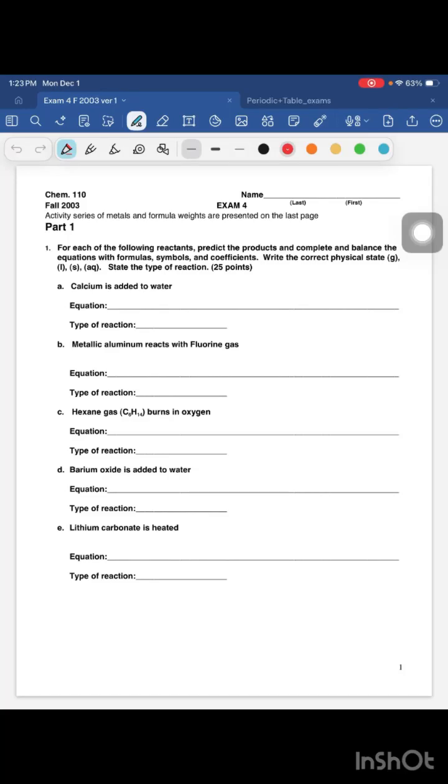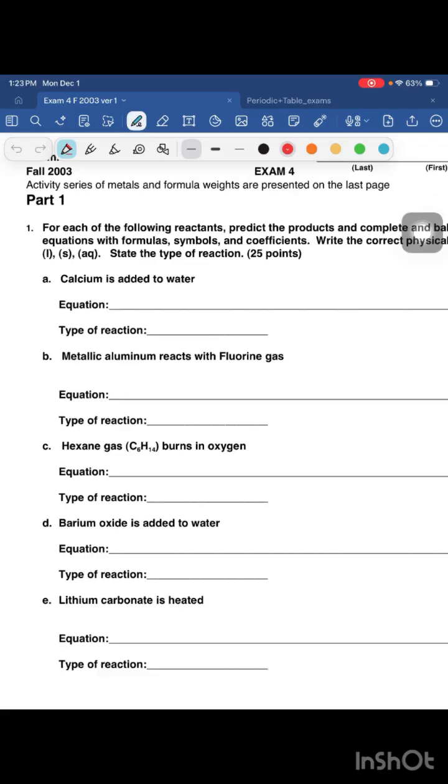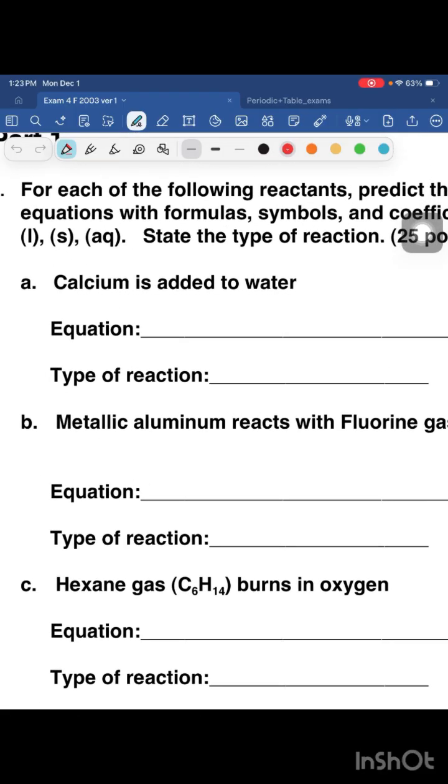Hello. So this is exam 4. The first section is chemical reactions. You're going to start with calcium added to water. So just starting off with what it says we have added together, we have calcium.